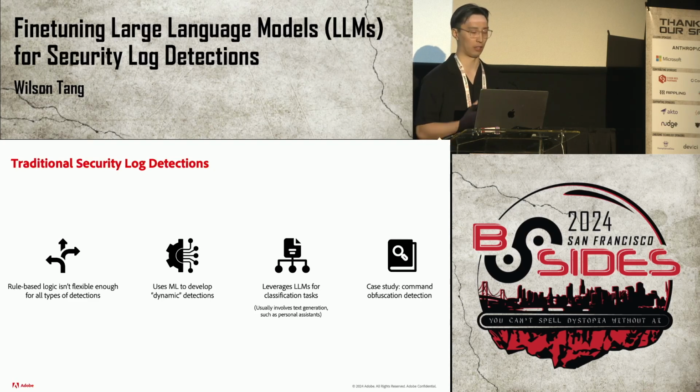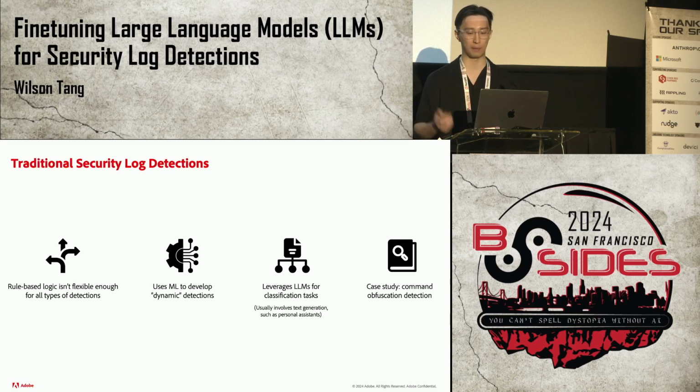Here at Adobe, in our threat hunting team, we're trying to use machine learning to address some of these concerns and combat this. And now with this big LLM boom, we're seeing a lot of use cases mainly for text generation, so mostly personal assistants and stuff like that. But in this project, we're going to look at how we can leverage LLMs, or can we leverage LLMs, for classification tasks? Specifically, can we leverage LLMs for classifying our security log detections correctly?